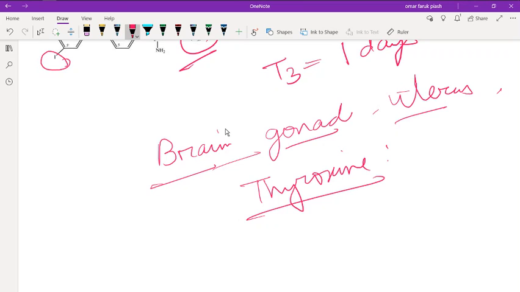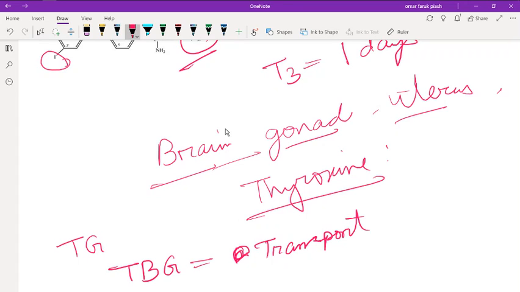And another thing you have to remember, there are two things: thyroglobulin and thyroid binding globulin. Thyroid binding globulin is a transport protein. And thyroglobulin is just a binding globulin, it just binds.